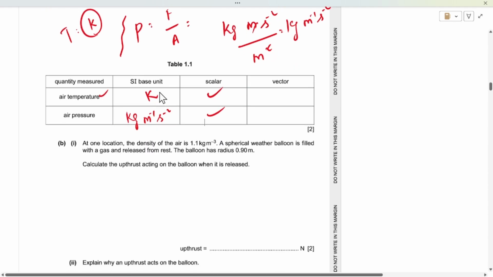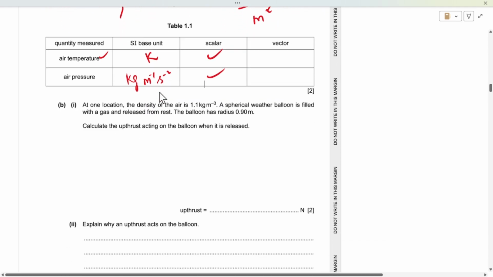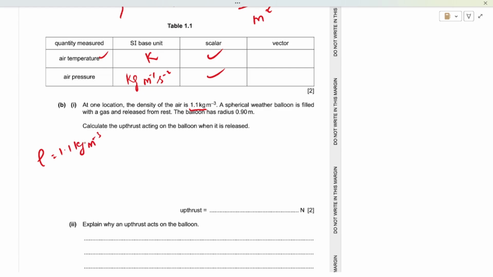At one location, the density of the air is 1.1 kilogram meter to the power minus 3. So the density rho is given here, 1.1 kilogram meter to the power minus 3, and a spherical weather balloon is filled with a gas and released from rest. The balloon has a radius of 0.90 meter. Radius is also given, 0.90 meter. We need to calculate the upthrust.